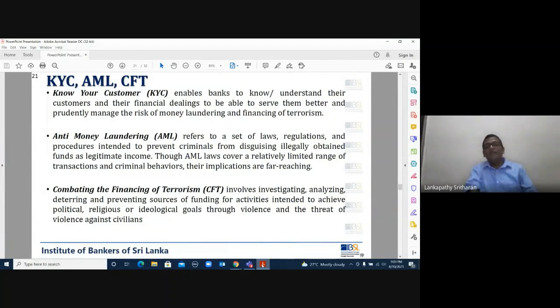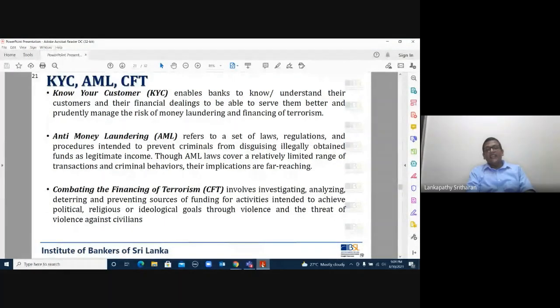And anti-money laundering is a set of laws, regulations and procedures intended to prevent criminals from disguising illegally obtained funds as legitimate income. That means converting the illegal fund into legitimate fund. So it's money laundering, the dirty money laundered into good money. Though anti-money laundering laws cover a relatively limited range of transactions and criminal behavior, their implications are far-reaching. So this is about the laws and regulations that prevent criminals from converting their illegal money into legitimate money. We will discuss a bit about how money laundering works in the next slide. Just keep it at a concept level.